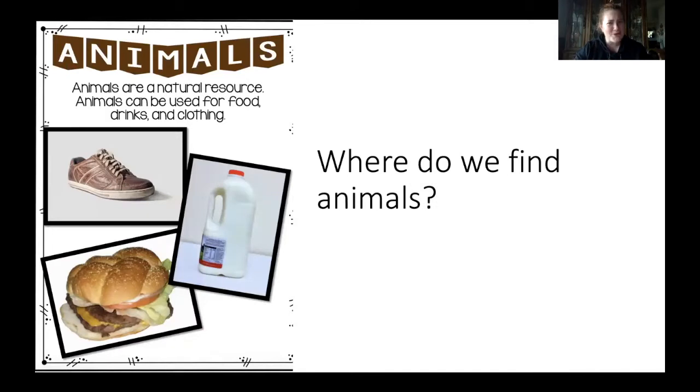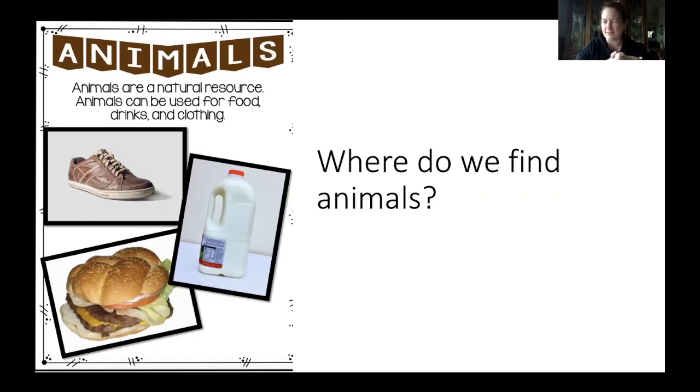Did you know that animals were also a natural resource? I know, isn't that crazy? Animals can be used for food, drinks, and clothing. Did you know they use animals for clothing? Yeah, most of you are probably wearing some form of cotton. That comes from like a sheep, and we would use that to make clothing for you to wear. And we know that you can get milk from a cow. You get lots of food from animals.